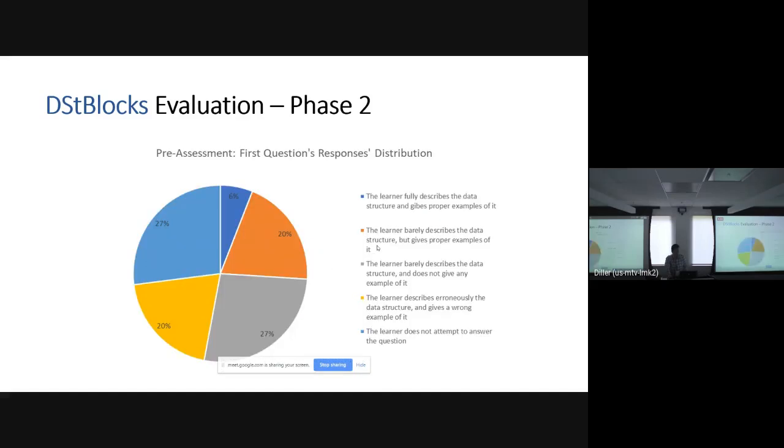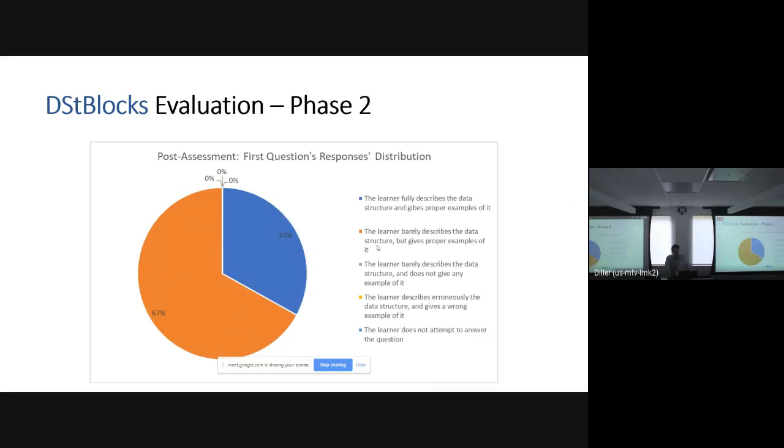So it's right here. We got a very interesting distribution. When it comes to the first question, referring to the data structure, in the pre-test at the very beginning, we had a lot of students that had no idea of the data structure. When they came to explain the concept, they mostly said, I don't know, or they tried to address it in a way that's like trying to explain something that they didn't know.